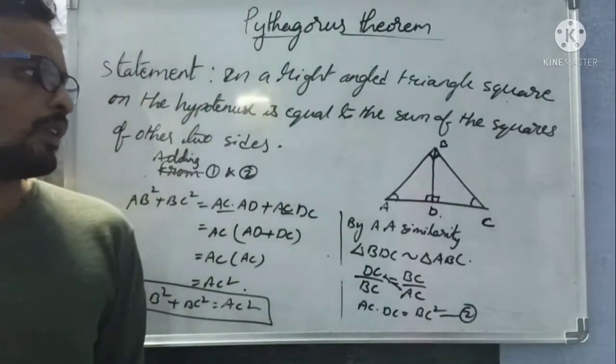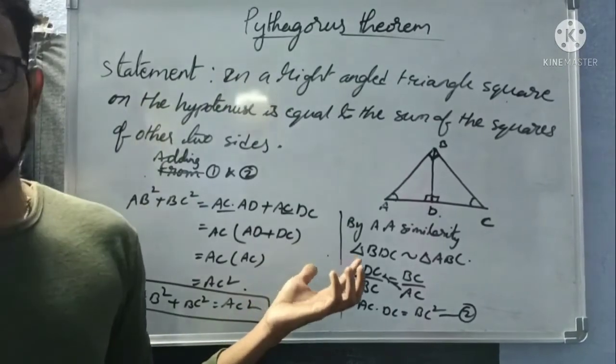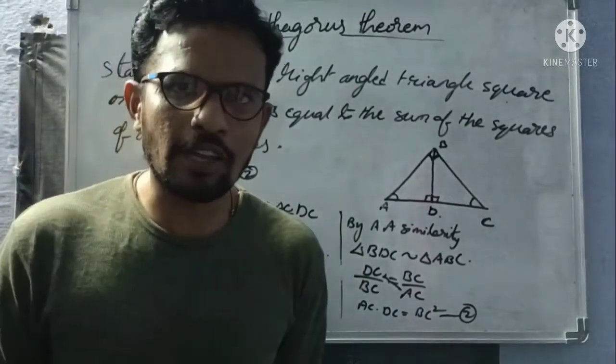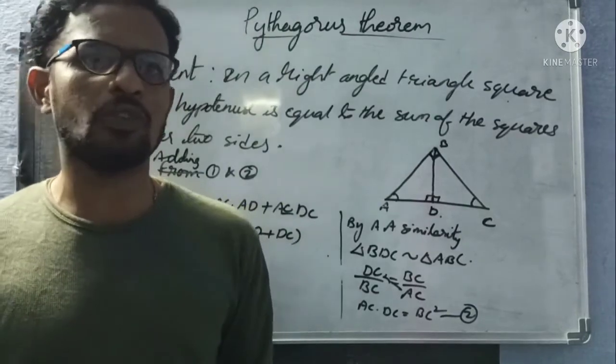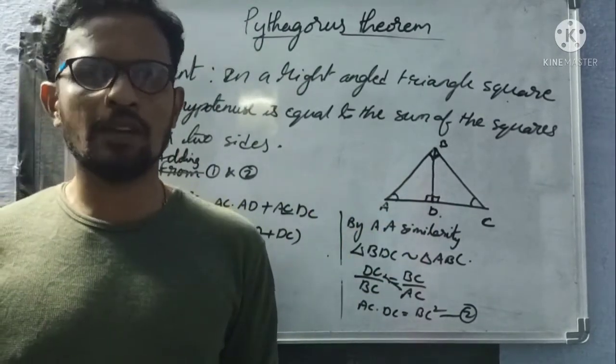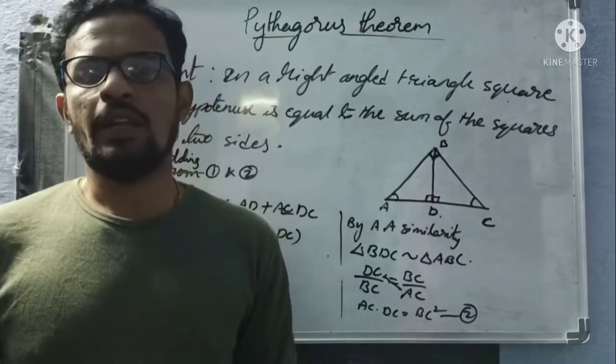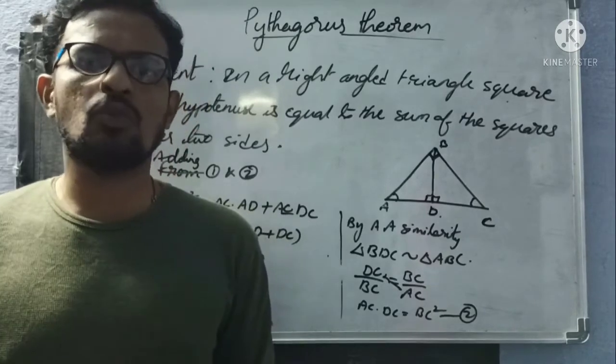So like this, we can prove the Pythagoras theorem using similar triangles. Very, very important theorem. I hope everybody understood each and every step, whatever I have written here. If anyone has any doubt anywhere, please mention it in the comment section so that I can clarify your doubts and rectify my mistakes too, if any.